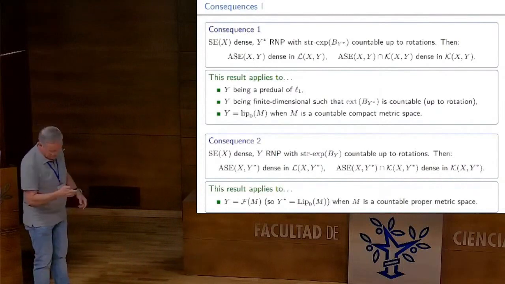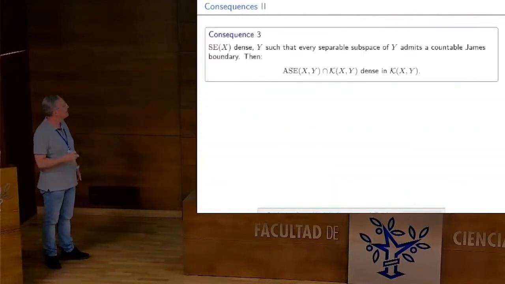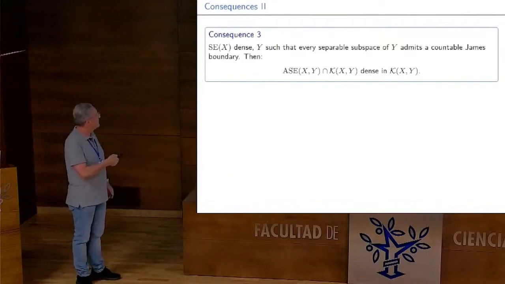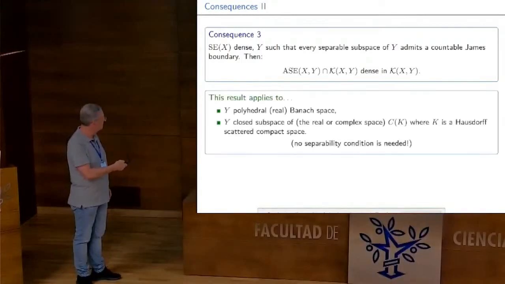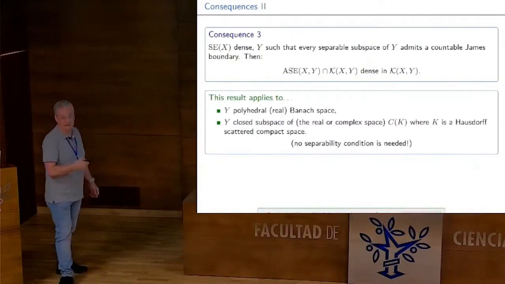Yes. Okay. So, second family, third consequence, and third family of examples. Suppose you have a Banach space Y such that every separable subspace of Y admits a countable Jens boundary. Then compact operators without absolutely strongly exposing are dense.